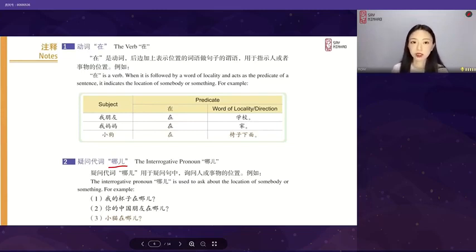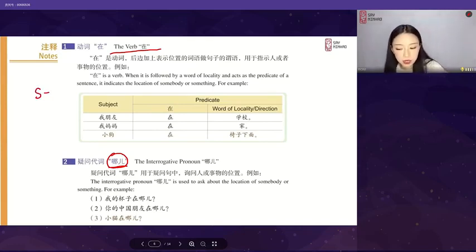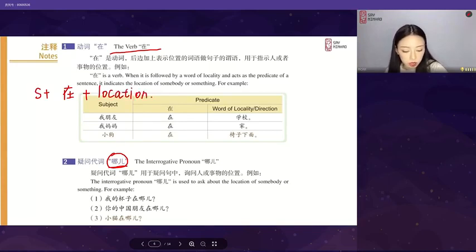First, let's look at the interrogative pronoun 哪儿, which means where. It is used to ask about the location of something or someone, okay? Now let's see the verb 在. It is usually combined with 哪儿 to ask about someone's place, location, direction. And the structure of this verb 在 is the subject plus 在 plus the location or direction, okay?